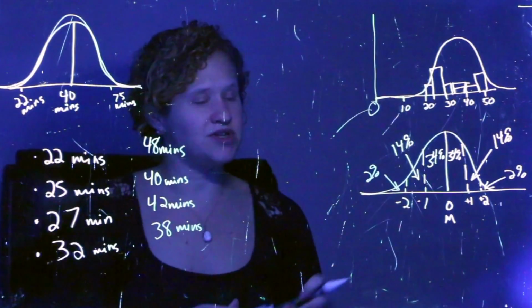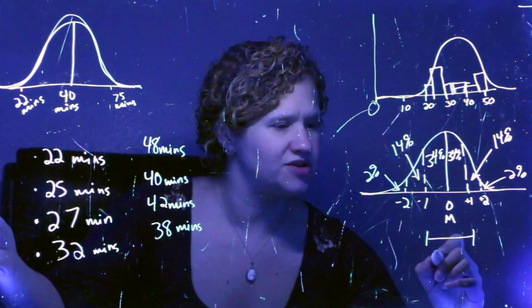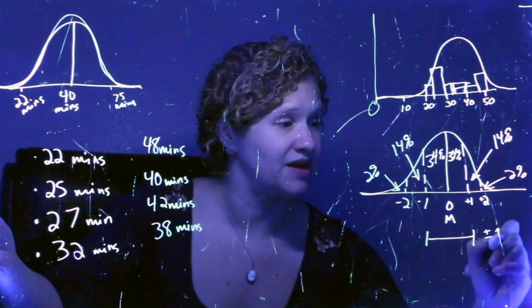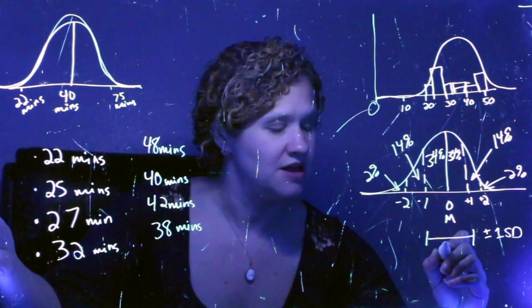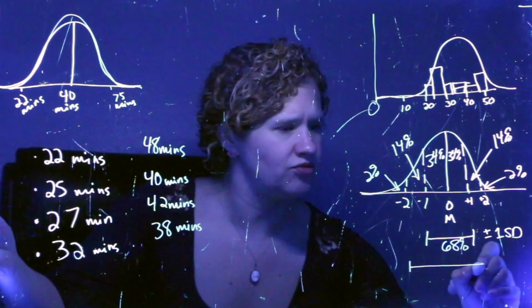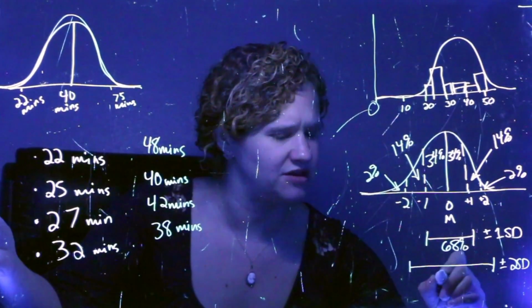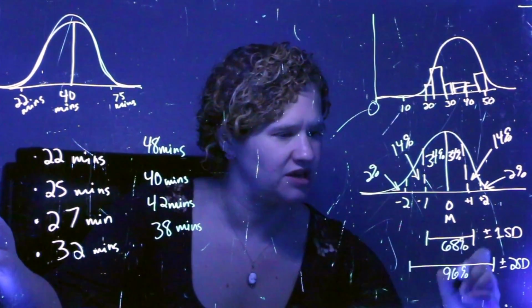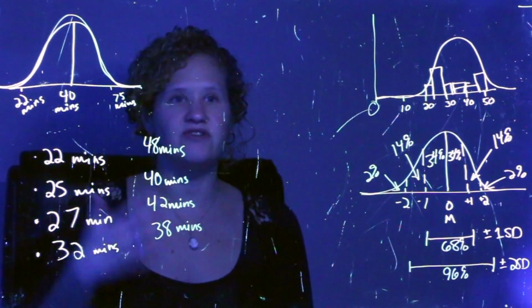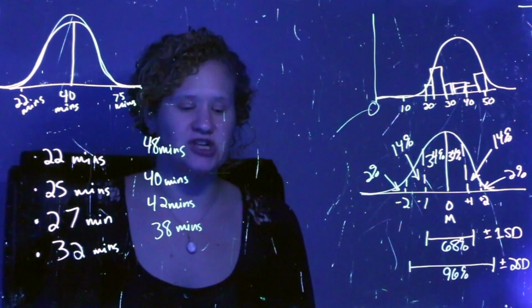Knowing this allows us to start asking what percentage of scores are within one standard deviation. So this is plus and minus one standard deviation, and that would be 68%. And within 2 standard deviations, so this would be plus and minus 2 standard deviations, is 96% of the scores. And this is going to be important for us as we come back and talk about how the z-score relates to the normal distribution in class.